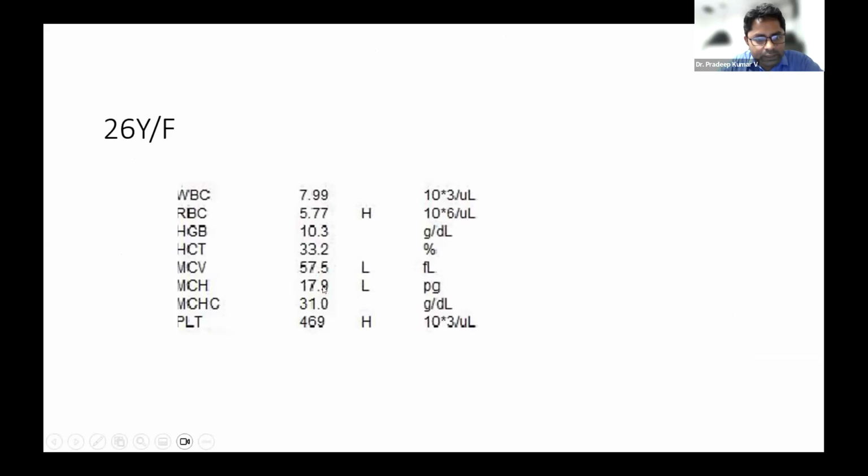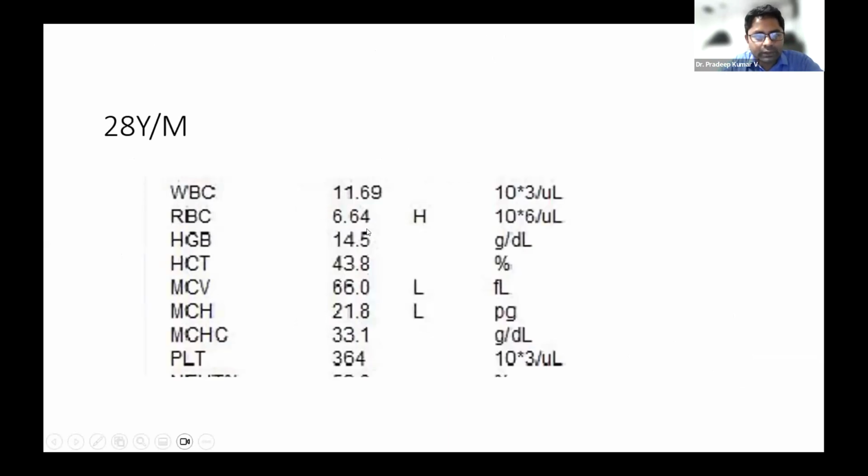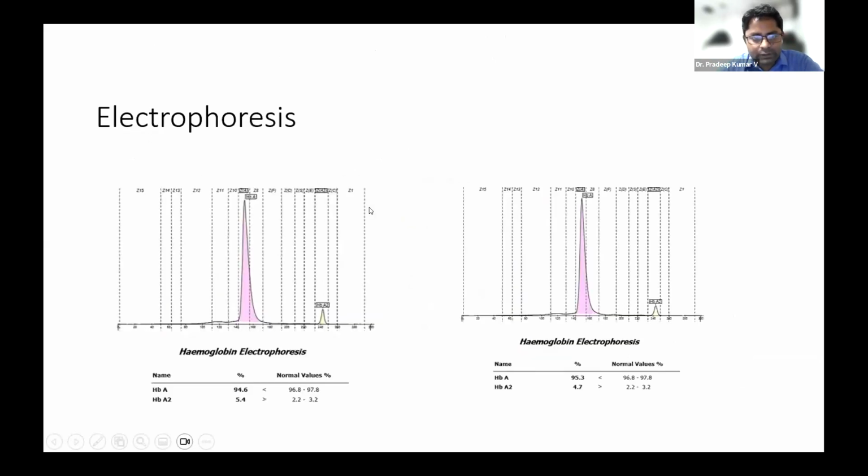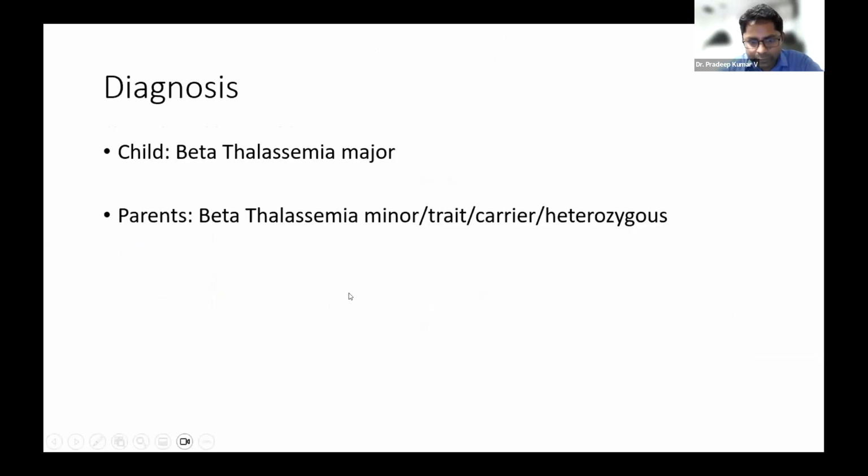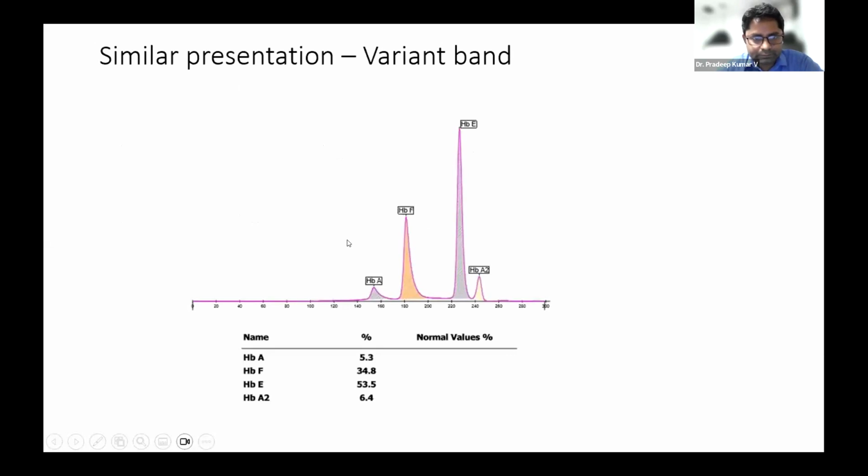This is the mother who has thalassemic indices of MCV low, RBC high. The father, again, MCV low, hemoglobin normal, RBC high. On electrophoresis of both the parents, you have beta thalassemia trait in both of them. So that's the final diagnosis. You have homozygous beta thalassemia, which is major because of the transfusion dependency and the severity of anemia in the child, whereas it's thal minor in the parents.